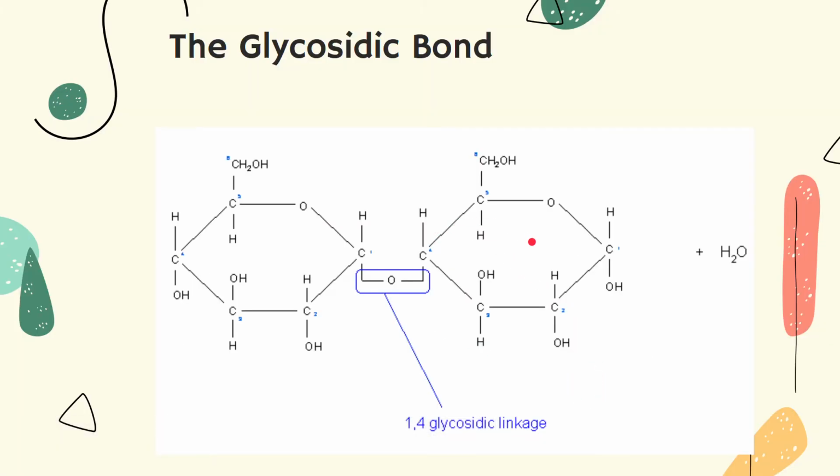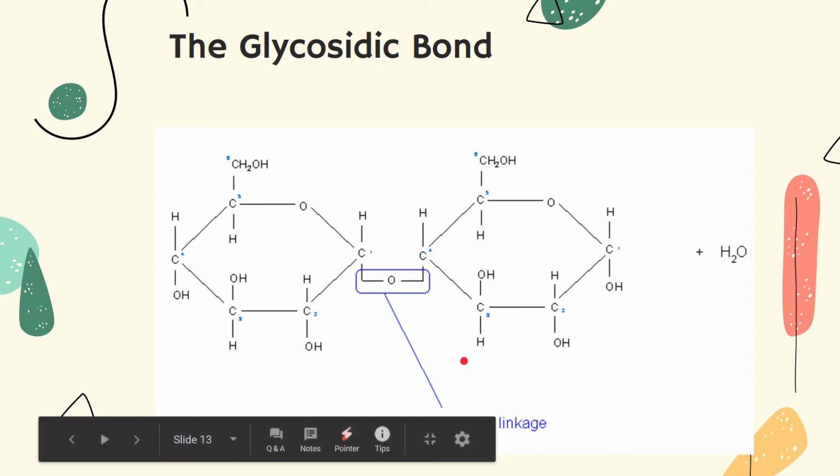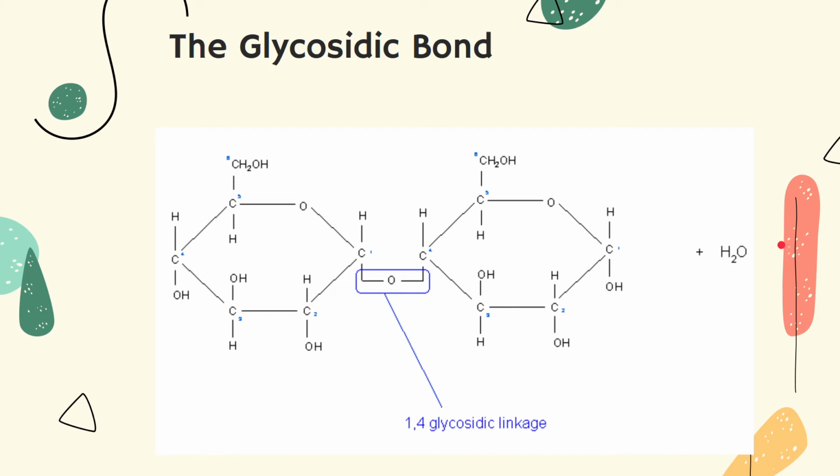Alright, so what we have here is a glycosidic bond, same type of reaction. The byproduct is going to be water. And again, try to think of the name of this bond, this type of reaction.